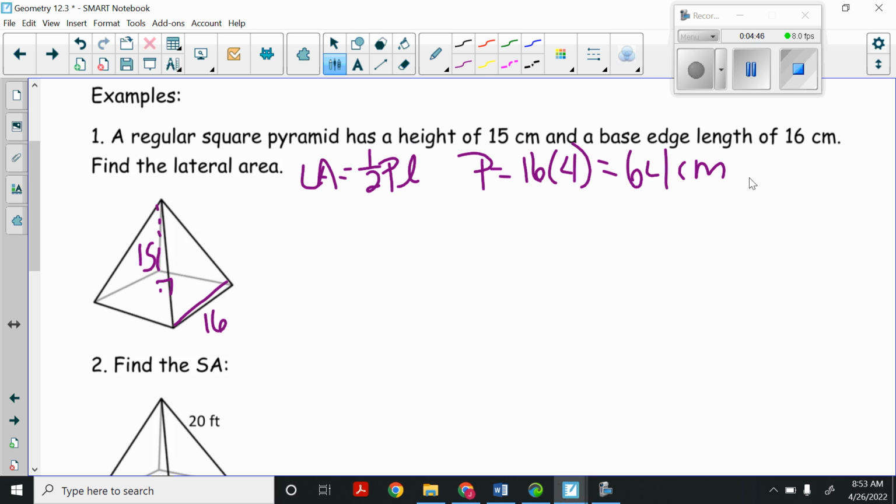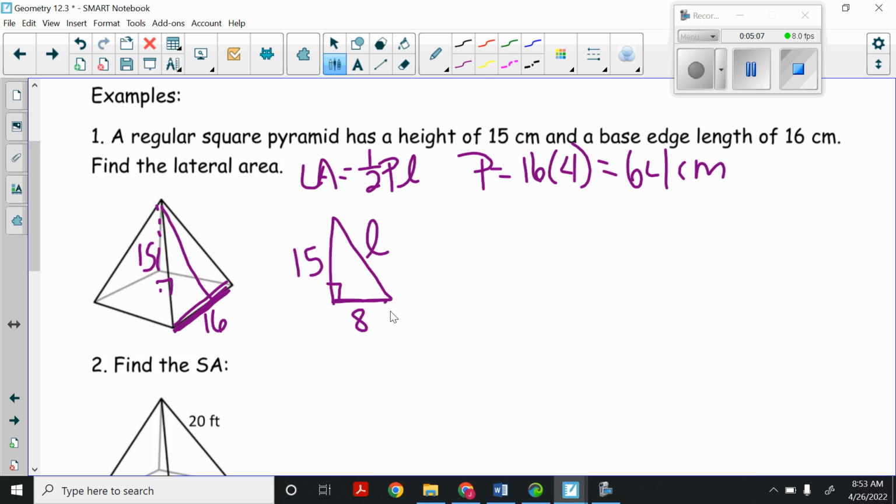Now we need to find our slant height. The slant height is the height of one of these isosceles triangles. So I need to pull that out. This is the height of the pyramid, 15. This is my slant height. The entire base was 16. Remember, when I pull half of it out, I have half, so this is 8.